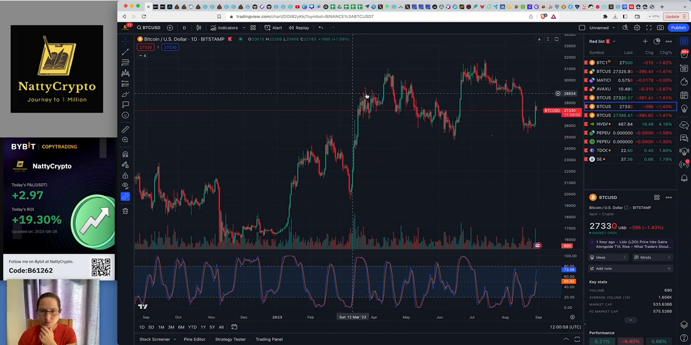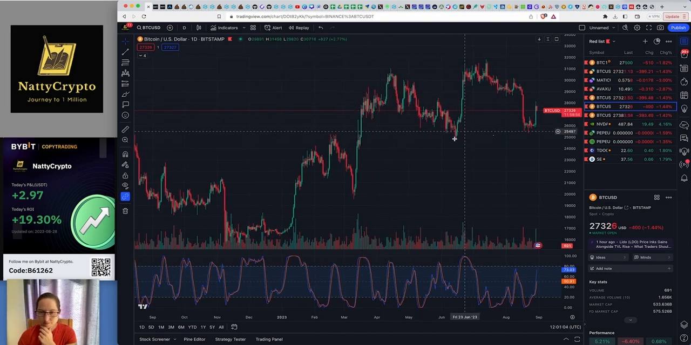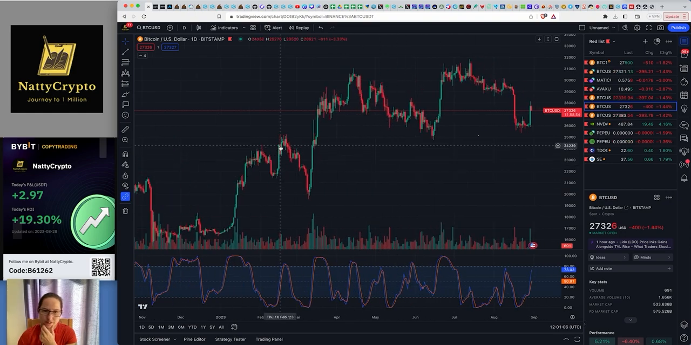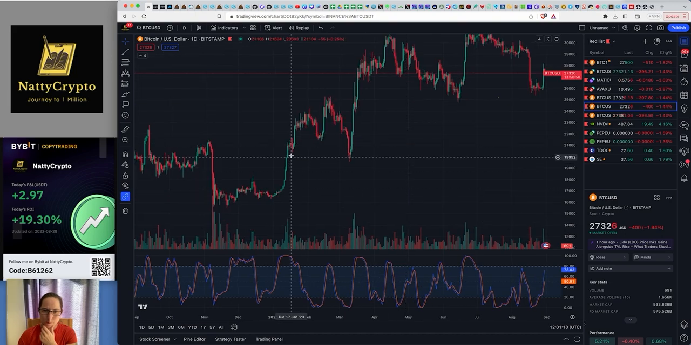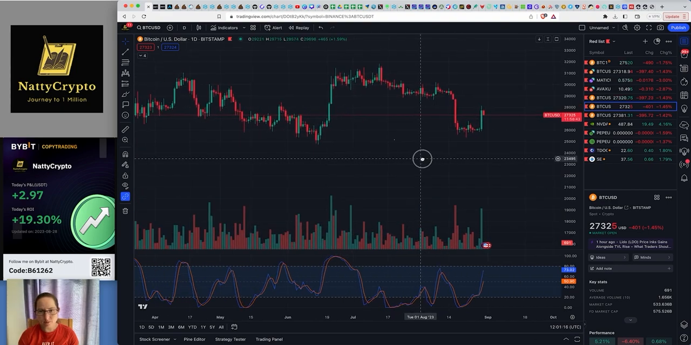You could say this is a bull flag too. Or you could say this is a long bull flag here. Yes, you could. You could say this is a bull flag. Boom. Here's your line. Flag. Boom. See what I'm saying? Sort of things you sort of look out for.